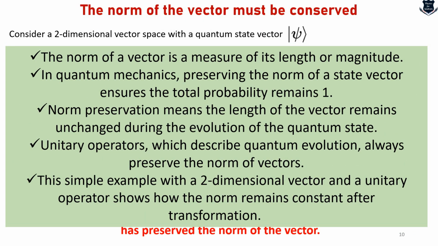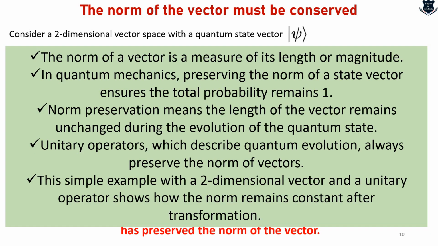So from here, these are a few quick points. If you want, you can pause the video and take a note. The norm of a vector is the measure of its length. In quantum mechanics, as the state evolves, if we get a total probability of 1, it helps us in calculation. Norm preservation means that the length of the vector remains unchanged. Unitary operators which preserve quantum evolution always preserve the norm of vectors. And this simple example which I showed you with the two-dimensional vector also demonstrates how the norm remains constant after transformation.